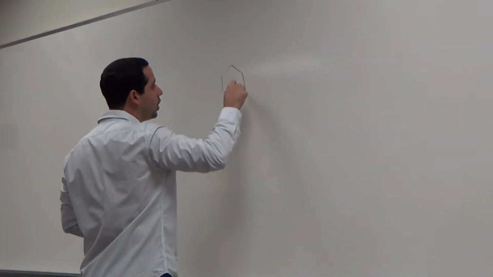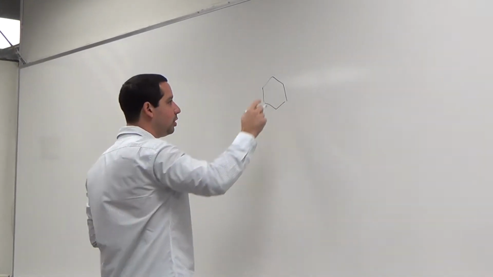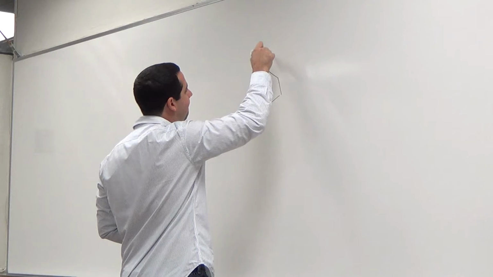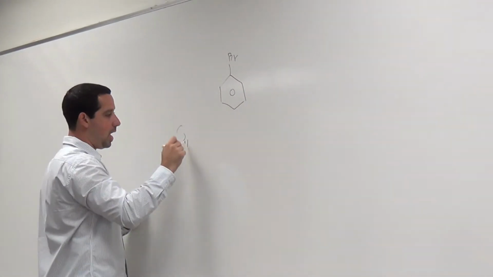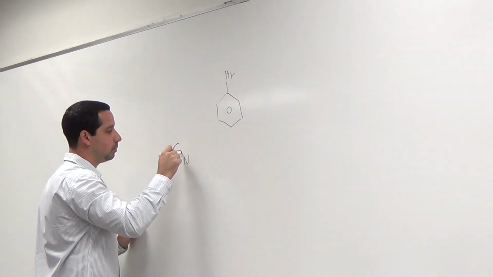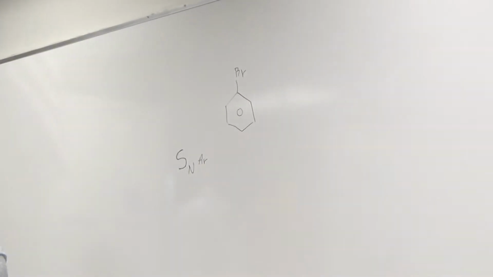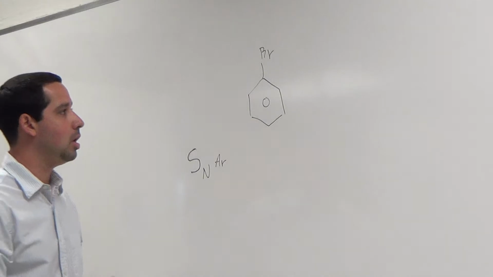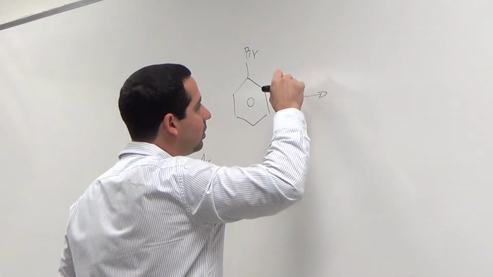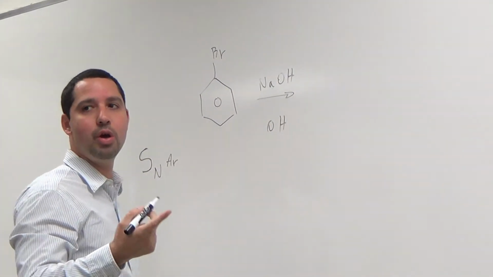But the assignment was nucleophilic aromatic substitution. And this is SNAR. This AR means aromatic. It's not unimolecular, it's not bimolecular, it's aromatic. Okay? And what I told you was, you treat this with sodium hydroxide, source of a nucleophile, yes?